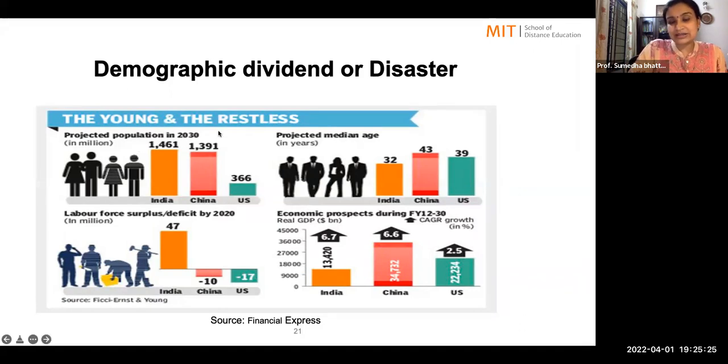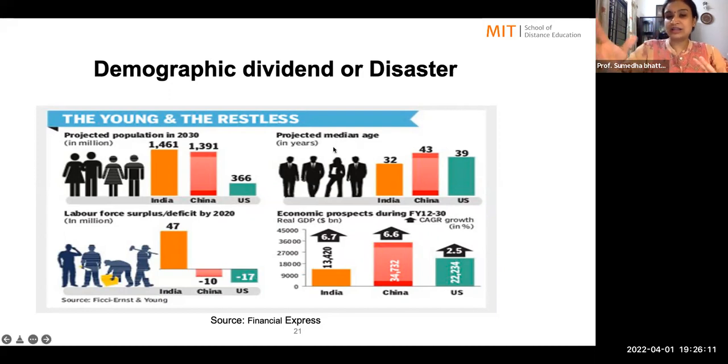In the first section, we see that the projected population in 2030 for India is going to be 1,461 million. China is going to be lower, that is 1,391 million, while US is very low, 366 million. Looking at the second quadrant, we see labor force surplus or deficit. India is going to have a surplus of 47 million. China is also taking measures to expand its population so that it can add to the labor force, but by 2030, it is going to have a labor force deficit of 10 million, while US is going to have a deficit of 17 million. So India is the country which is going to have a surplus.